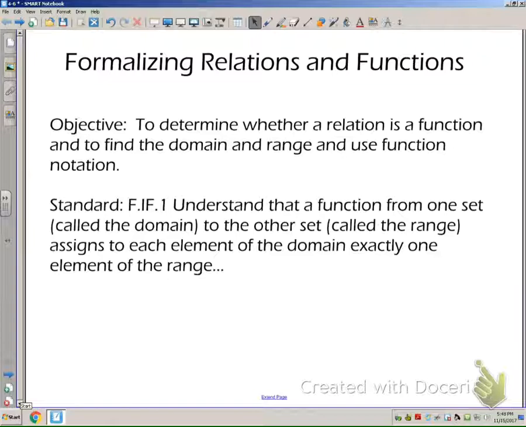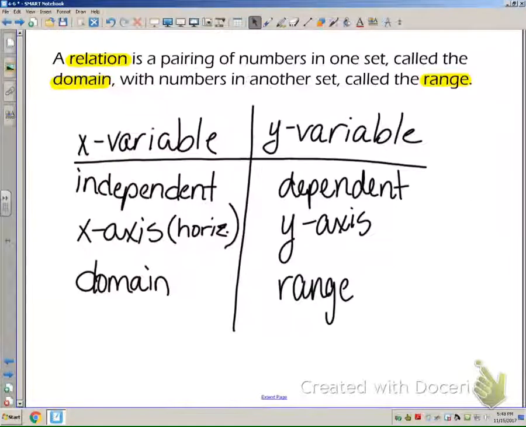Understand that a function from one set called the domain to the other set called the range assigns to each element of the domain exactly one element of the range. So that might at this point kind of sound like a little bit of Greek, but by the end of the lesson that should be very clear to you as to the meaning of that statement.